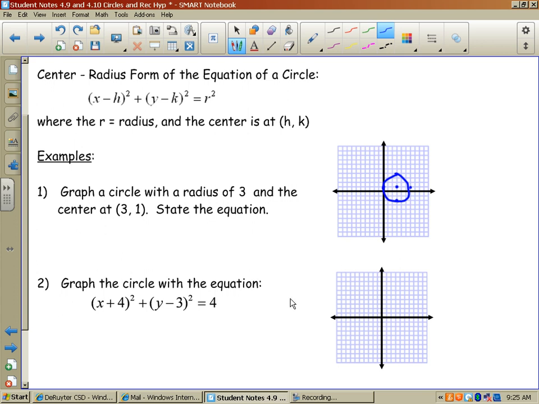Next one. Now I'm going to give you the equation and you have to graph it. So what we need to know from this equation is where's the center. Remember, it's opposite signs. So -4, +3 is the center. The radius is the square root of this number, right? This is radius squared. So the radius is the square root of 4, or 2. So -4, 3. 1, 2, 3, 4. 1, 2, 3. Radius of 2.